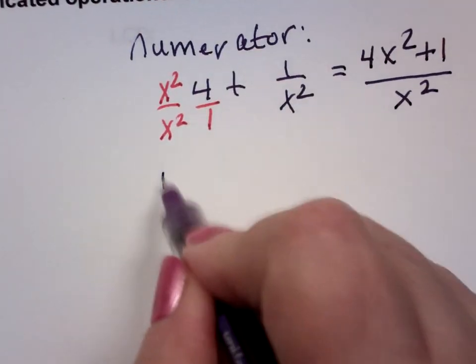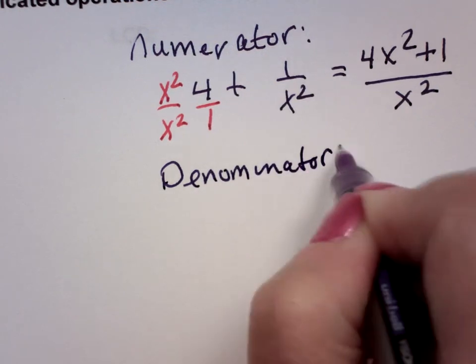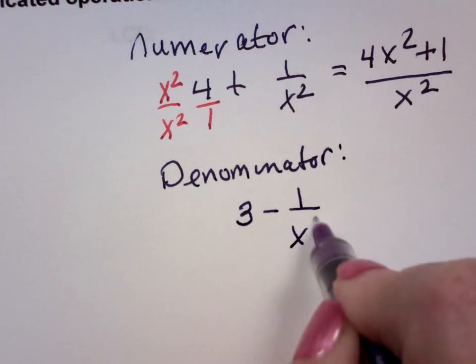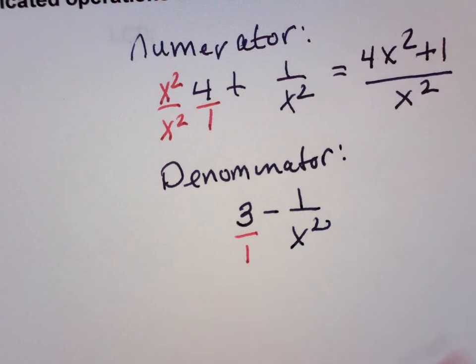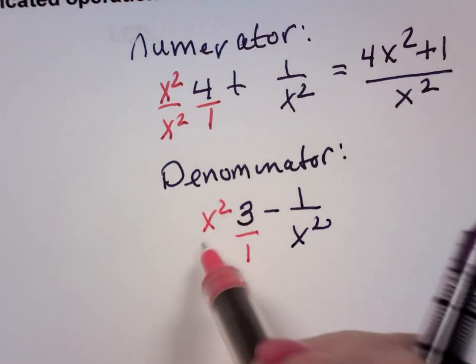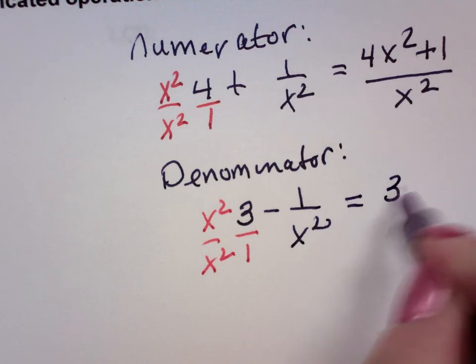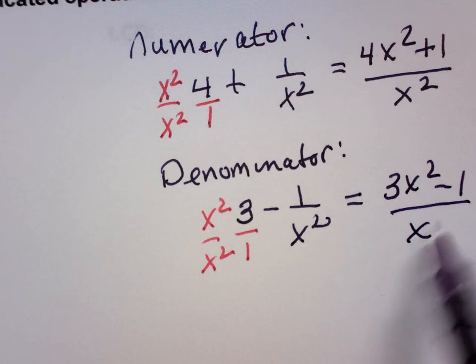Then I'm going to take the denominator, which is 3 minus 1 over x squared. And again, the common denominator is x squared. So this is over 1, so this is x squared over x squared. So this becomes 3x squared minus 1 over x squared.